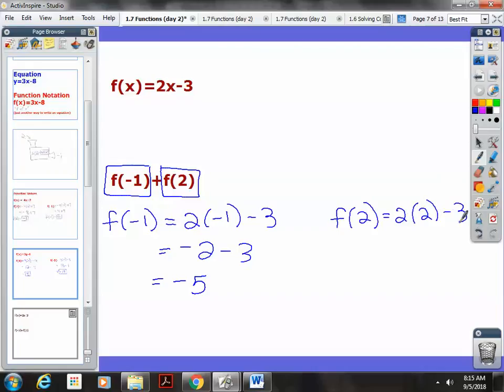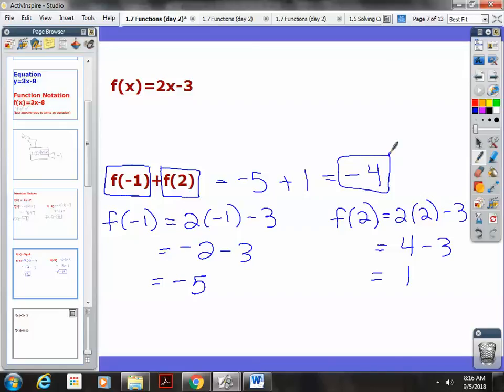So I'm putting 2 into my function. That was substitution. Now we'll use order of operations. 2 times 2 is 4. 4 minus 3 is 1. And that's not my answer either. The problem read f of negative 1 plus f of 2. So we're going to take negative 5, that was f of negative 1, plus f of 2. What is negative 5 plus 1? Negative 4. Negative 4 is my answer.